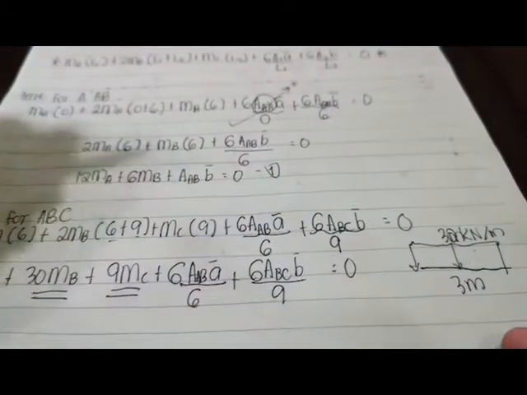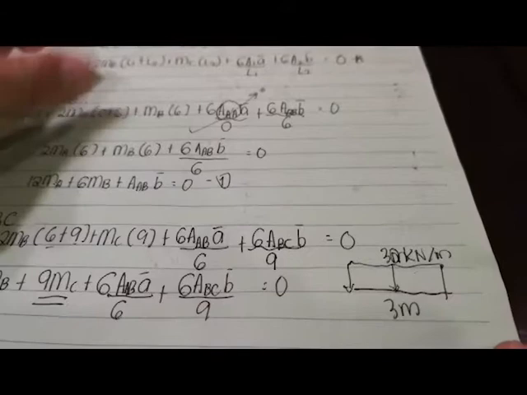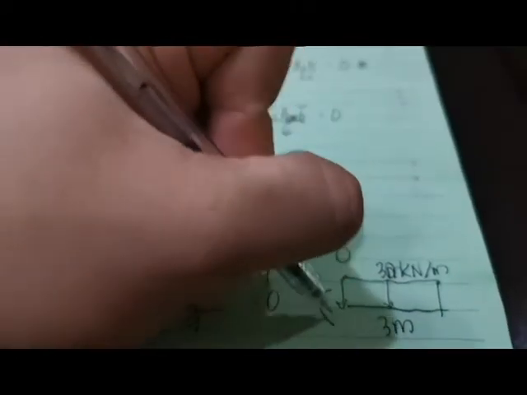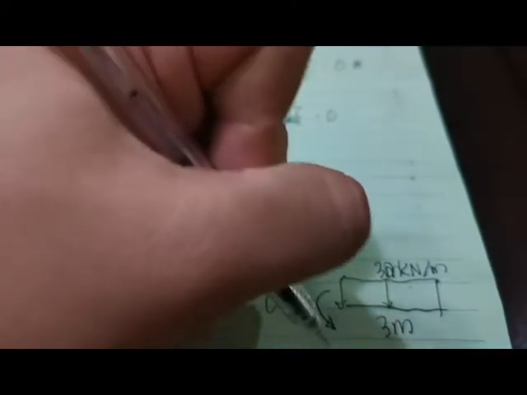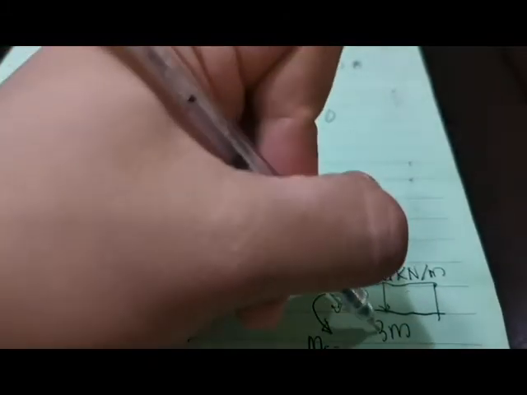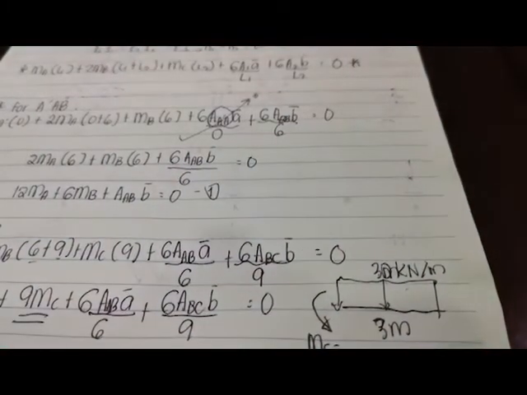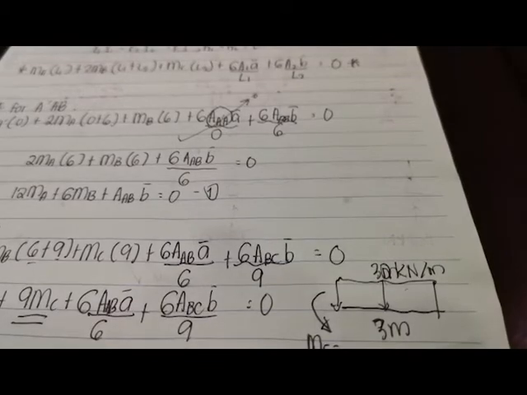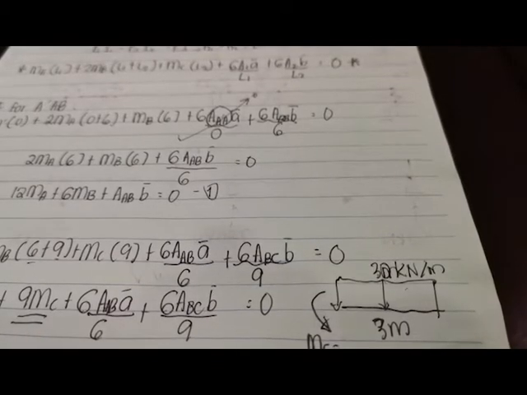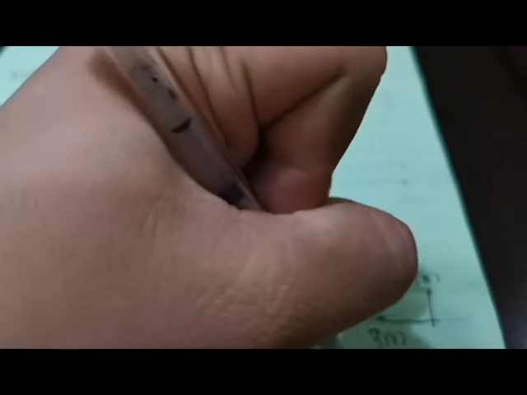Okay? No? And then this is 30 kilonewton per meter and this is 3 meters, no? So because that is an overhang, we can just say that we have a moment at C equal to 30 times 3 times 1.5. 30 times 3 times 1.5. This is equal to 135 kilonewton meter.